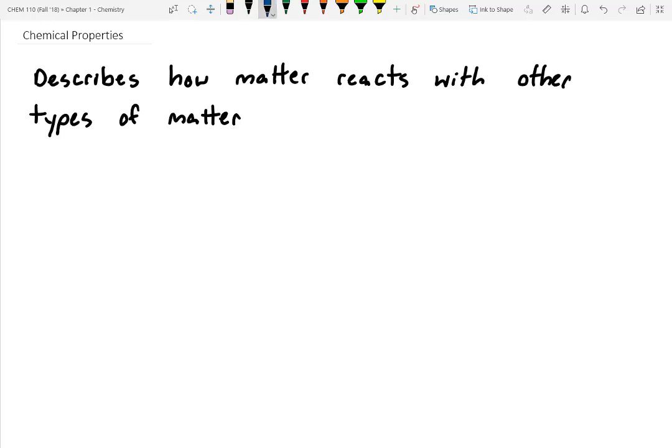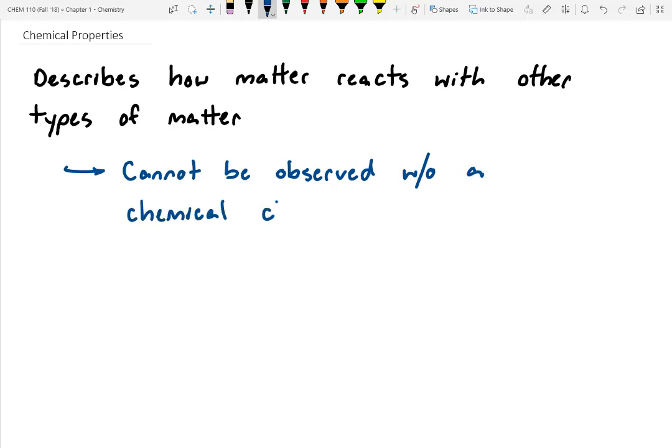And the easy way to remember this is, unlike physical properties, when we're looking at a chemical property, we can't see it unless we're observing a change. So the key word here is change, right? When we're looking at chemical properties, we're changing one type of matter into a new type of matter.